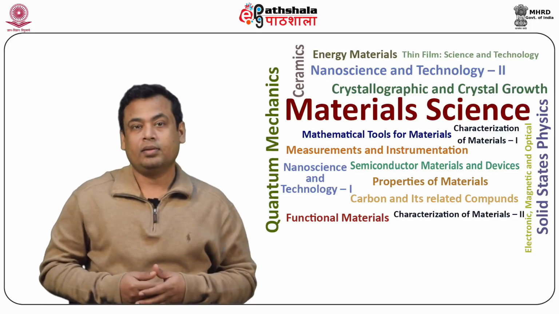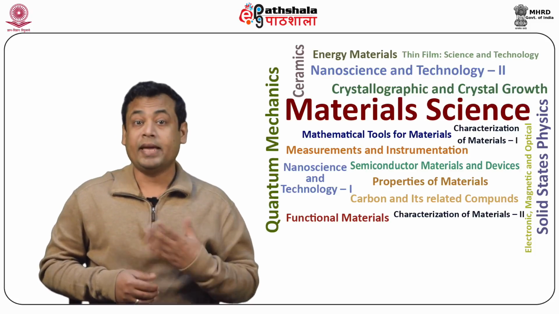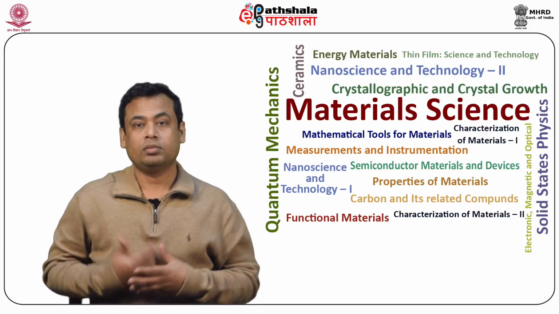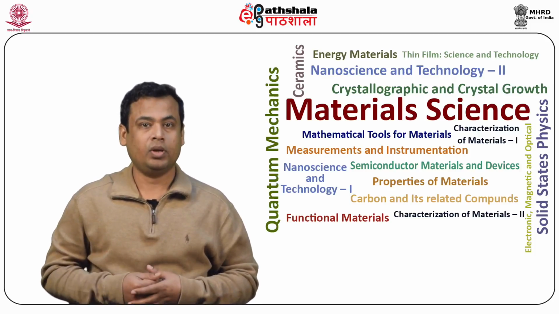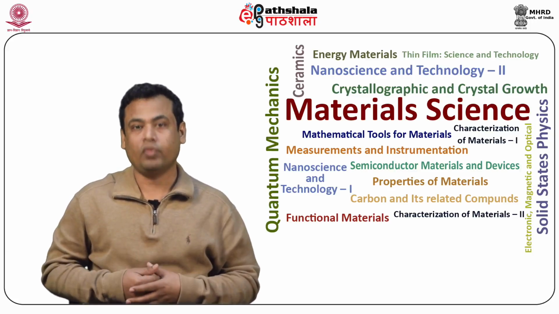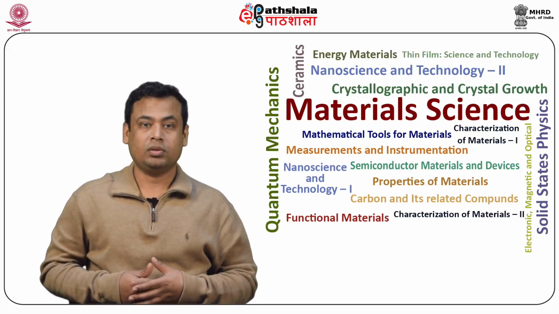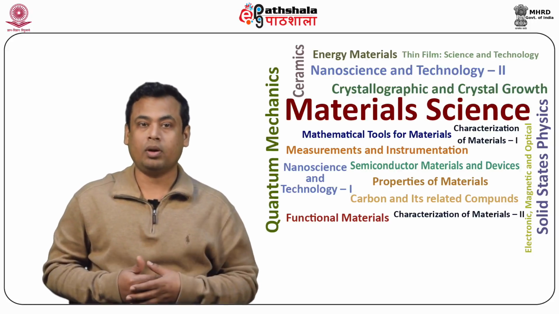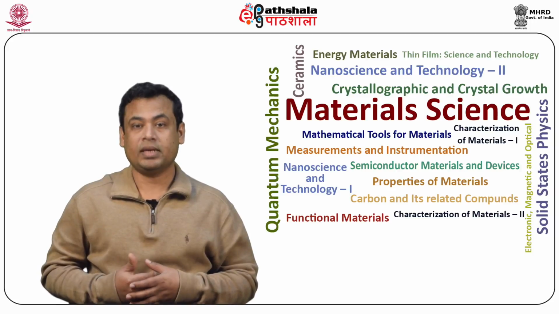So students, let us summarize what we have learned in this module. The excitation spectrum is defined as the fluorescent intensity recorded as a function of excitation wavelength at a constant emission wavelength, and the emission spectrum is the fluorescent intensity measured as a function of emission wavelength at a constant excitation wavelength.